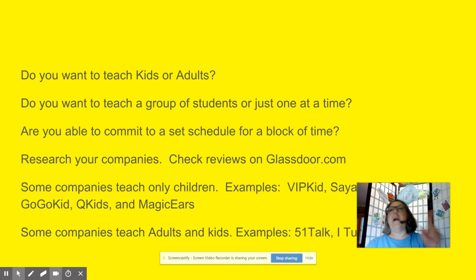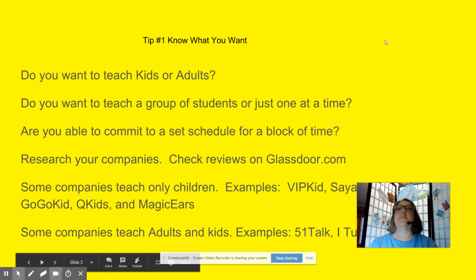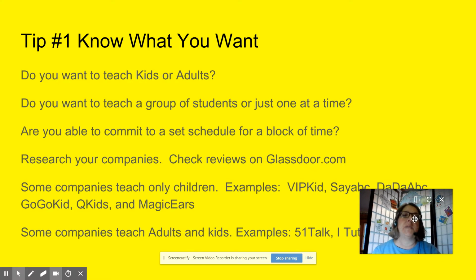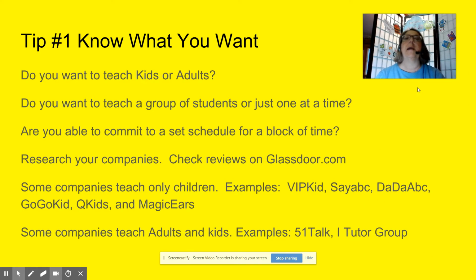The first tip I have is know what you want. This is not something that I particularly knew when I got started or thought about. I just kind of picked any old company, and I really didn't do enough research.